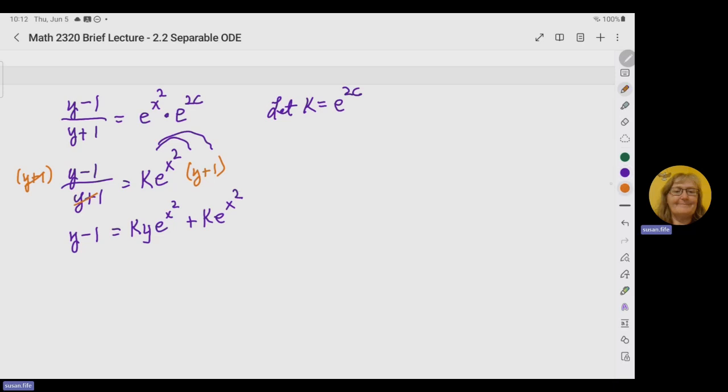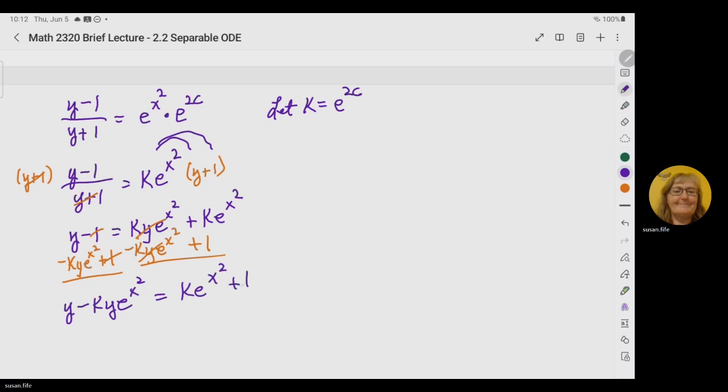And to get my y terms together on the left side of the equation, I'm going to subtract ky e to the x squared from both sides, and also add 1 to both sides. So the 1s will cancel from the left side. That ky e to the x squared cancels from the right side. I get y minus ky e to the x squared equals k e to the x squared plus 1.